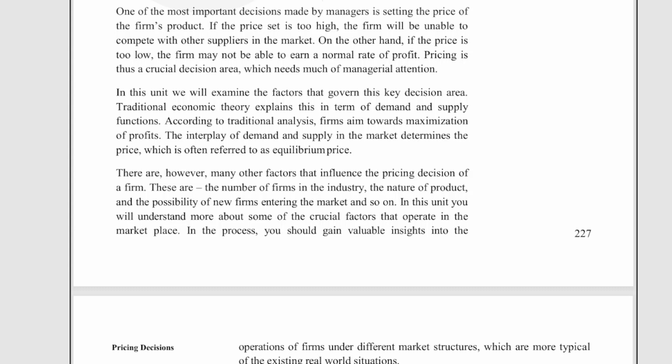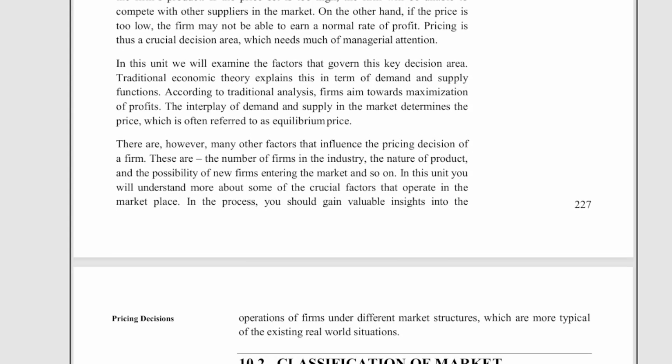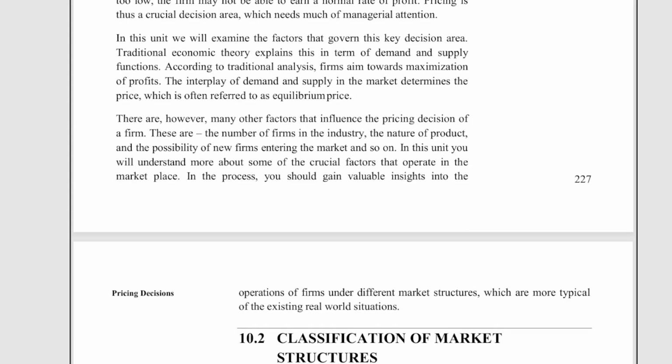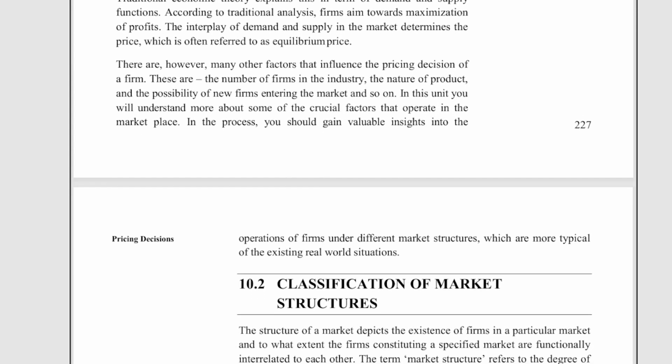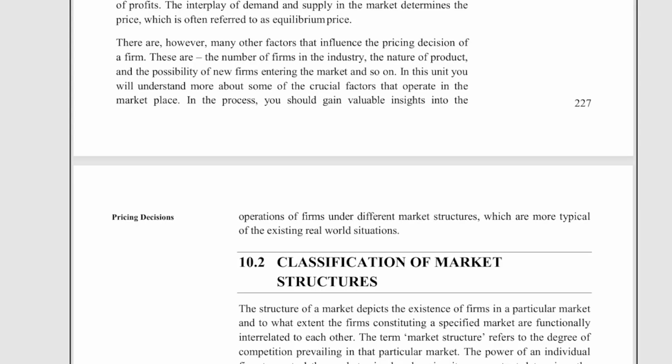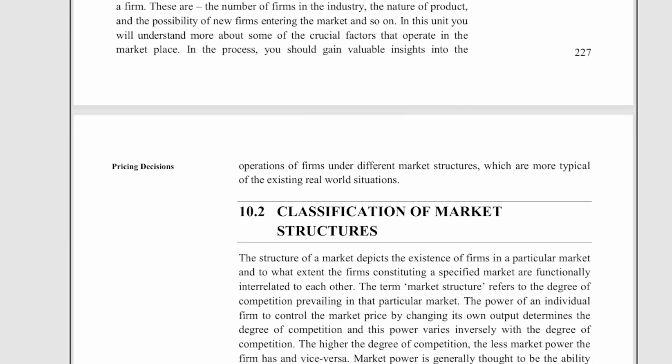Traditional economic theories explain this in terms of demand and supply functions. According to traditional analysis, firms aim towards maximization of profit. The interplay of demand and supply in the market determines the price, which is often referred to as the equilibrium price. There are, however, many other factors that influence the pricing decision of a firm. These are the number of firms in the industry, the nature of the product, the possibility of a new firm entering the market, and so on. In this unit, you will understand more about some of the crucial factors that operate in the marketplace.